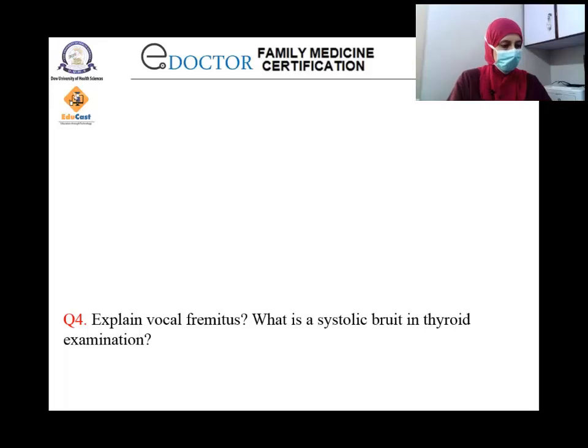That's it. Okay, so the next question was, what is a systolic bruit in thyroid examination? I am not sure what you are talking about, but we are talking about a bruit in thyroid examination. Yes, that basically indicates an increase in the vascularity of the thyroid gland itself. Because of the increased vascularity, the blood flows with more pressure. That pressure actually produces a certain amount of sound, which is best assessed by the bell of the stethoscope. So that's a thyroid bruit.